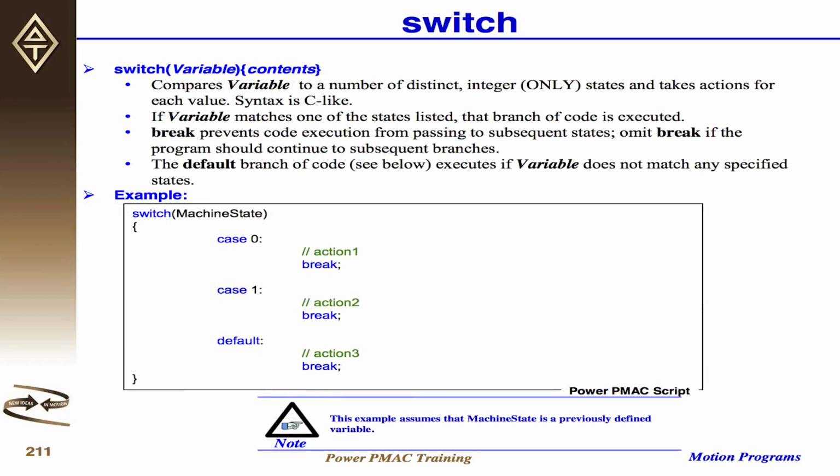In PowerPMech, we also have the switch feature. So this is just like C. Switch will take a variable in parentheses and compare that variable to a number of discrete integer cases that you provide. In this example, we're seeing if the machine state variable, which is something you would have to have defined previously, is equal to 0. If it's equal to 0, we perform this action and then break out. If it's equal to 1, we instead perform this action and then break out. If it's not 0 or 1, we perform the default action and break out. Default action is indicated by default here.